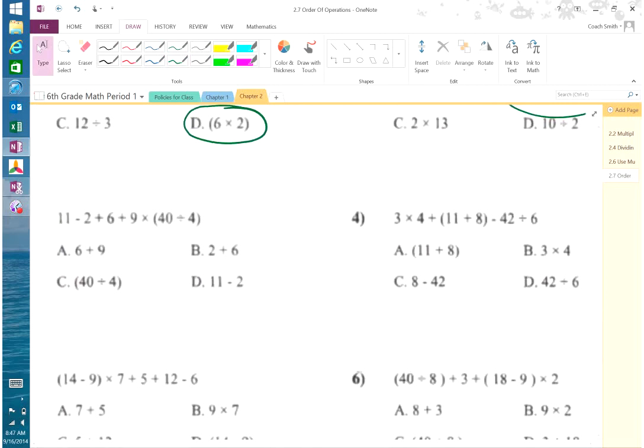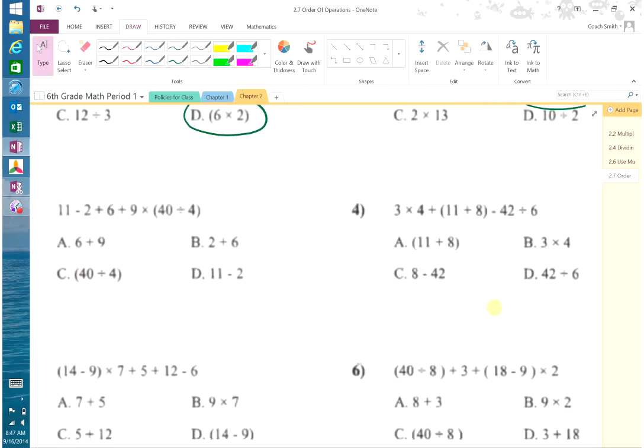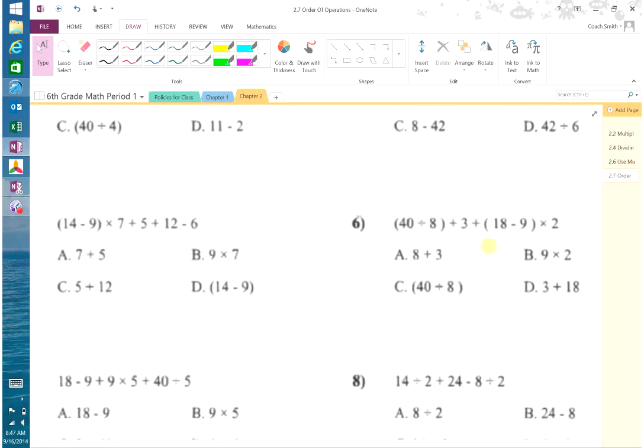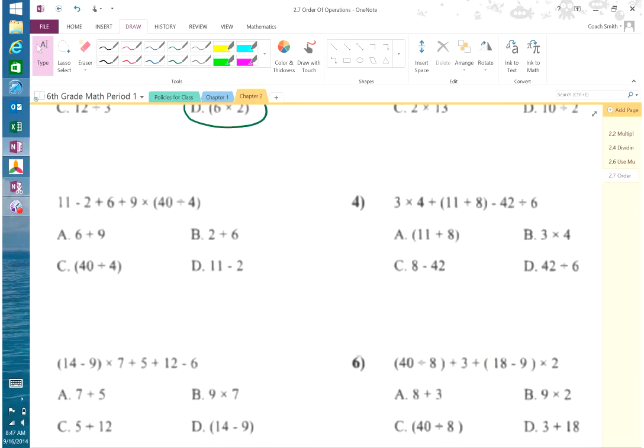Now, obviously, most of these have parentheses in them, but we get down to a few that don't.